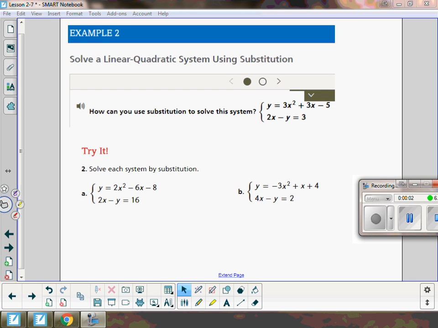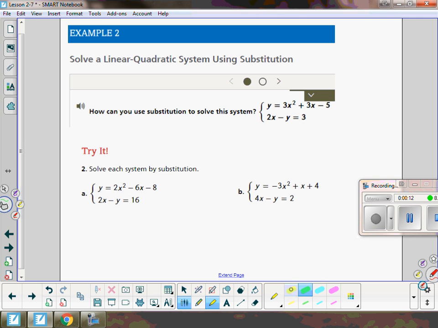We're on example 2 on page 28. I want you to do this on the left side of the page where the space is. How can you solve this system with substitution? So I'm going to highlight the first expression that y equals. And then I'm going to find y in the other expression and highlight it as well.